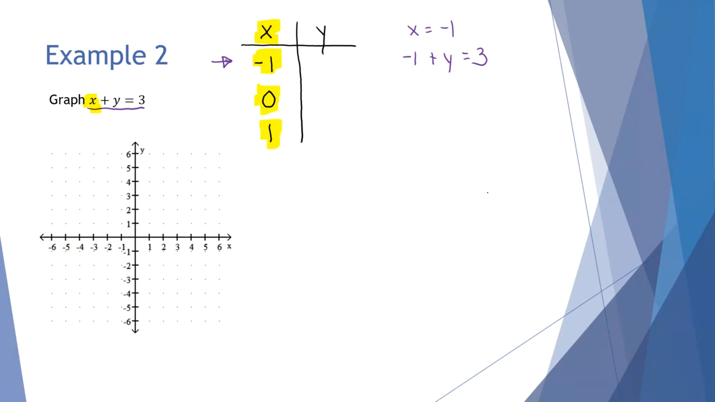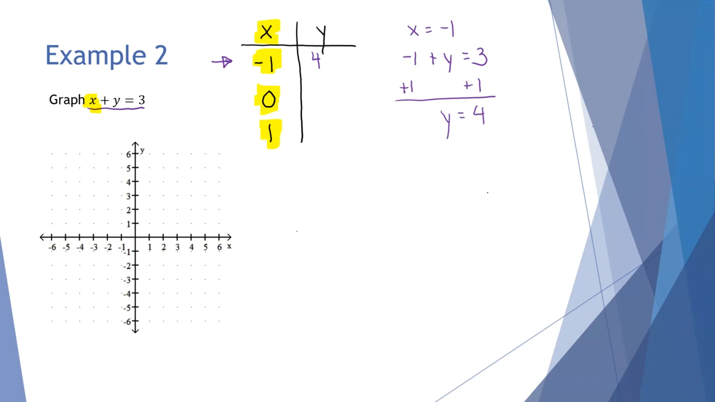Now I have an equation I can solve for y. So to solve for y, I'm going to add 1 to both sides. And that gives me y equals 4. Once I know what y is, that gives me a value I can fill into my table. So x with -1 gives me a y value of 4. And then I graph that.